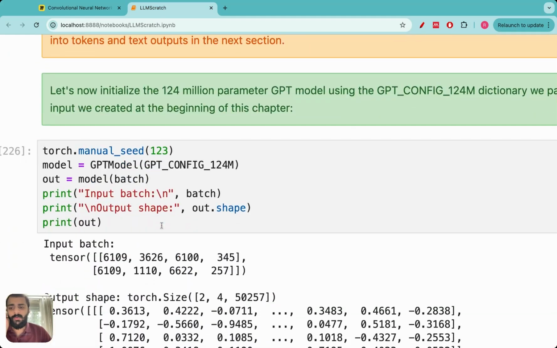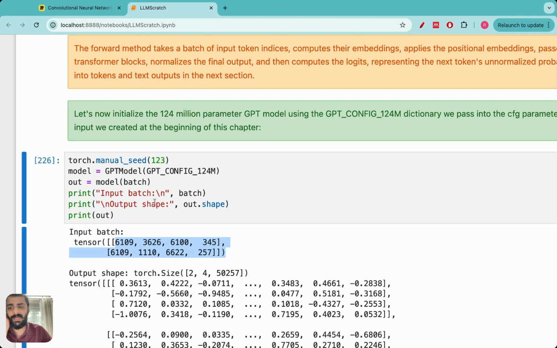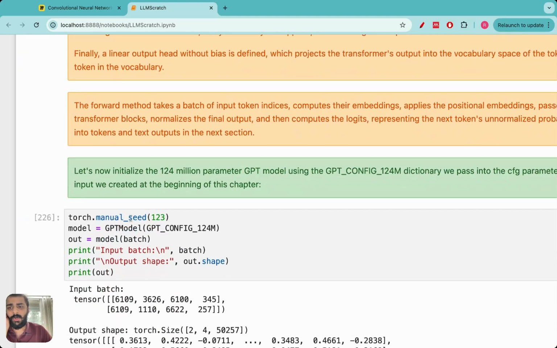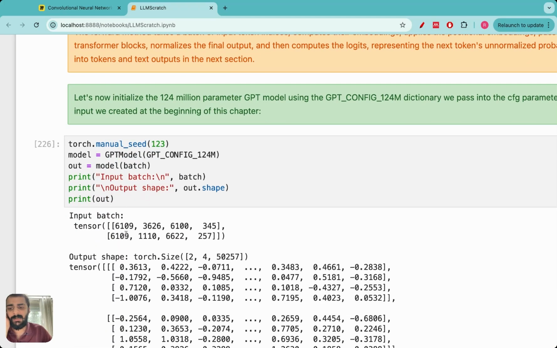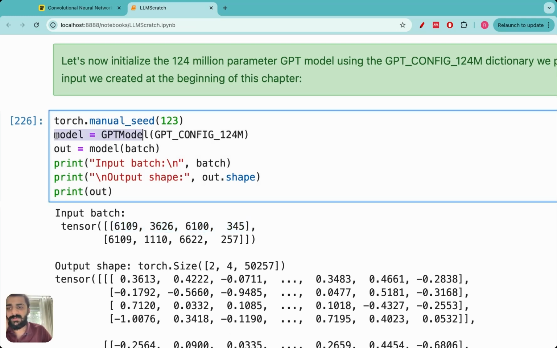Okay, so now what we can actually do is take a simple input batch and pass it through this entire GPT model. We are taking an input batch which has 2 batches, and each batch has 2 tokens. First we create an instance of the GPT model and pass in the model configuration, and then we create this object. So we create an instance of the model, which returns the output.